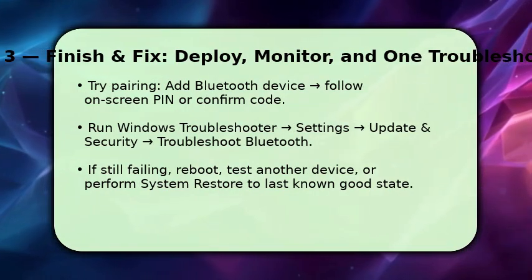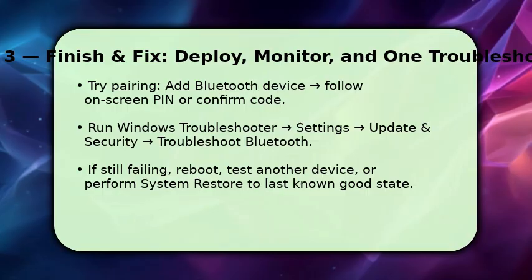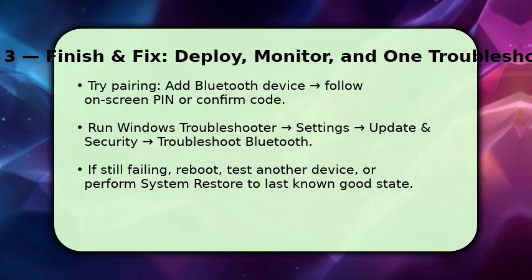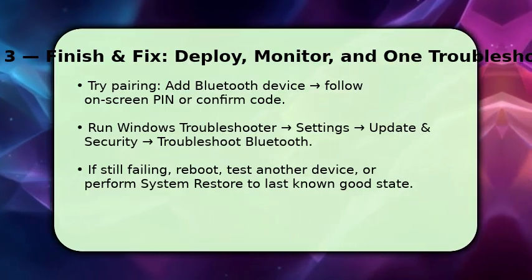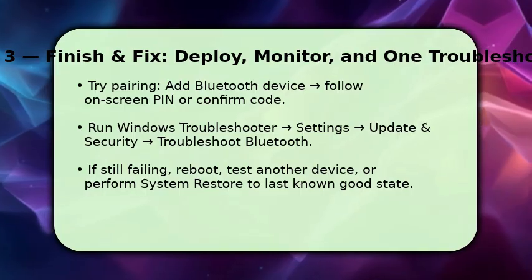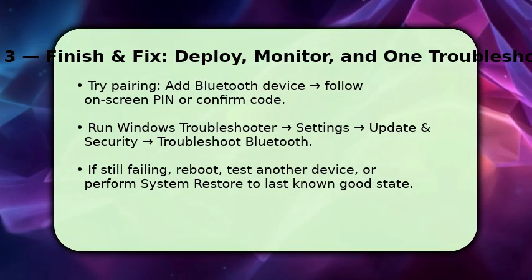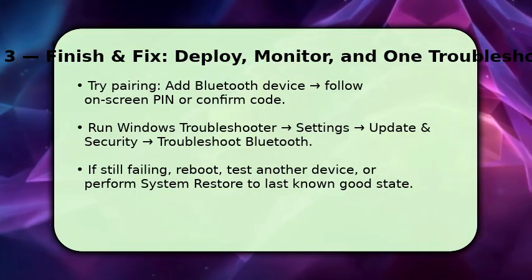Go to Add Bluetooth or other device and follow the on-screen PIN or confirmation. You should see the device listed if discovery works. If pairing stalls, use the built-in Bluetooth troubleshooter under Update and Security. It automates common fixes. Once paired, test audio or data transfer to confirm.